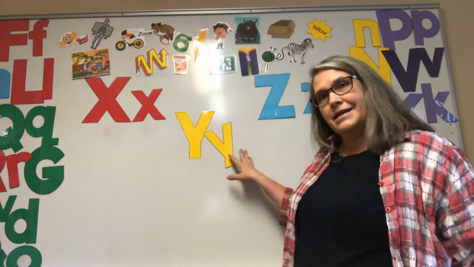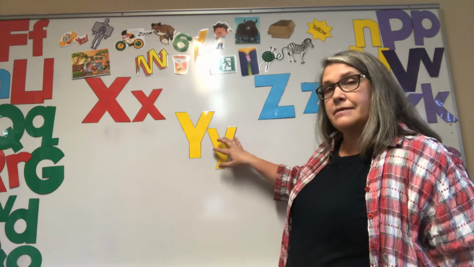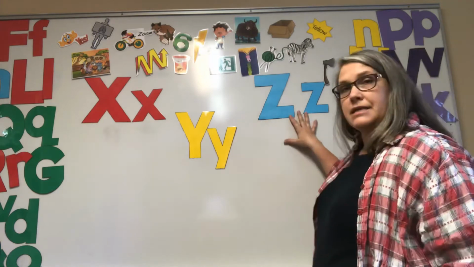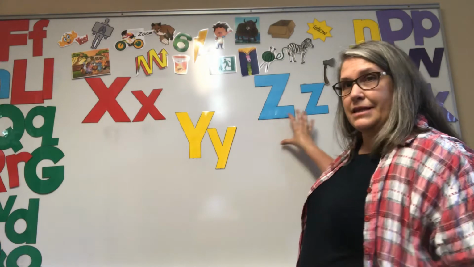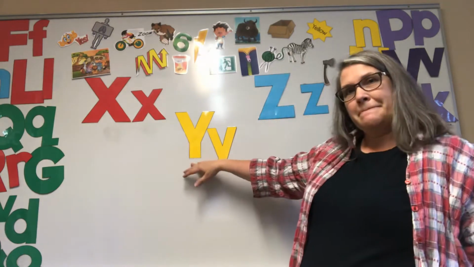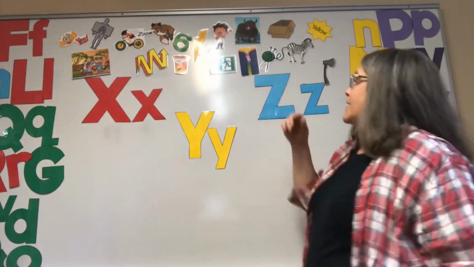Y at the beginning of a word says yeah. In the middle or the end, it copies the vowel sounds. Z says Z. That's right. So what are they? Good. And X, Y, Z.